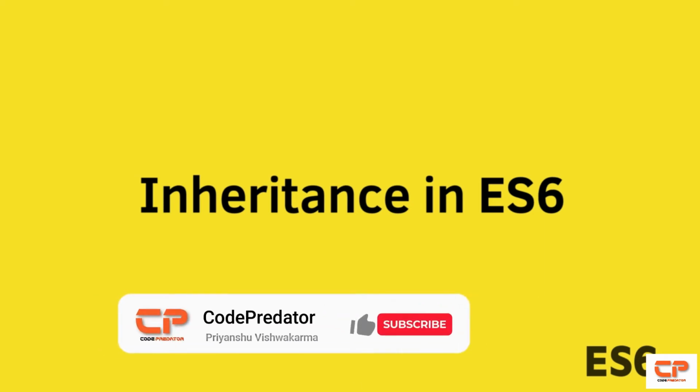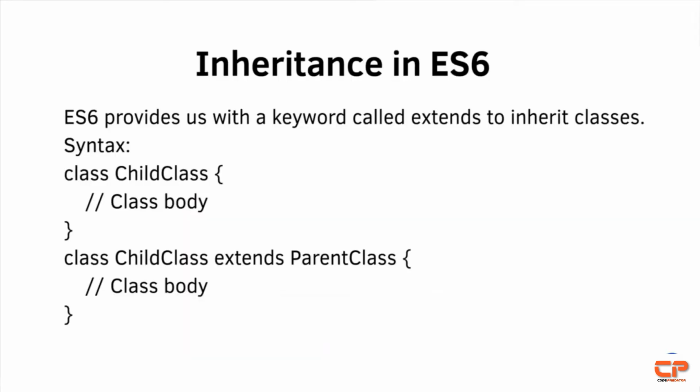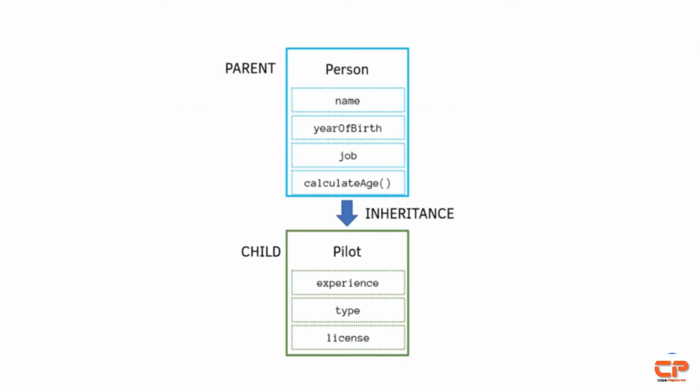In this video, we will learn about the new ways provided by ES6 to implement inheritance between classes. ES6 provides us with a keyword called extends to inherit classes. So this is the syntax. To create a class, you do class followed by the class name, and inside the curly braces is your class body. To inherit a parent class, after the class name, you add the keyword extends followed by the parent class name. Say you have these two classes, person and pilot. The person class is the parent and pilot is the child class.